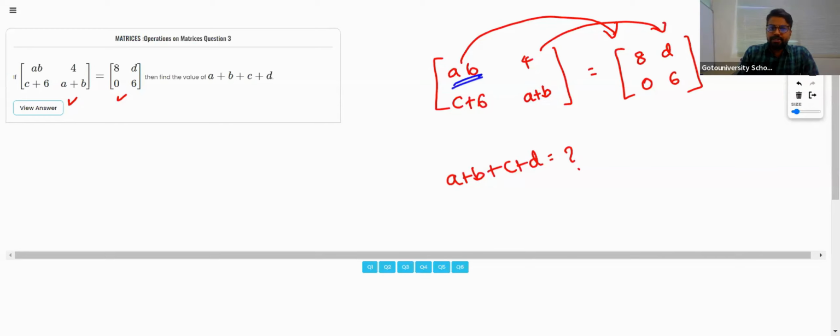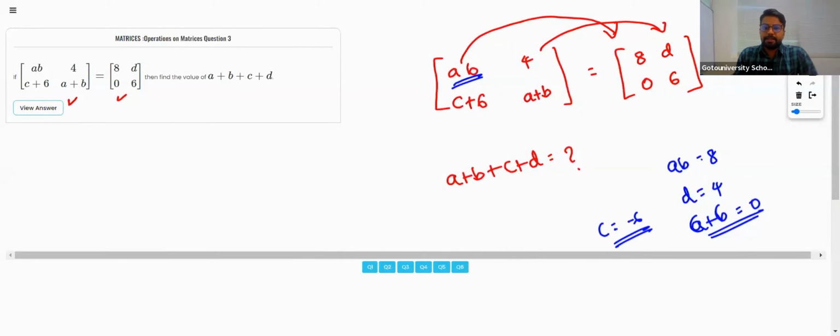So on that basis, I can say this matrix AB will be exactly equal to 8 here, and D will be exactly equal to 4. And what I see is A plus B is equal to 0. That means one of them is negative of the other. And C plus 6 is equal to 0. Then C is equal to -6. And A plus B is equal to 6. So we just directly take this as 6 and C as -6.